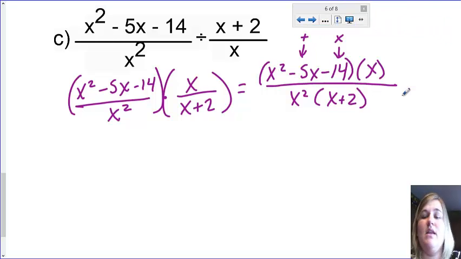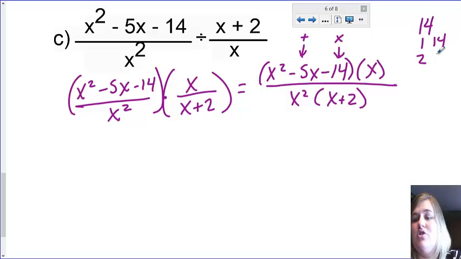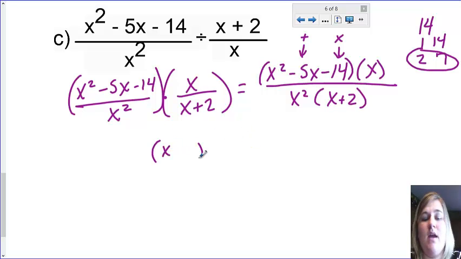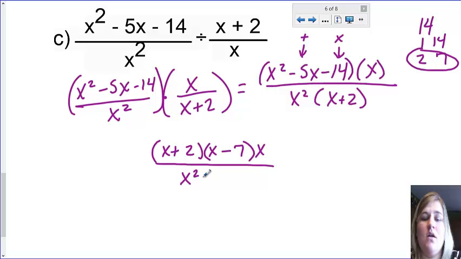Things that multiply to get 14 are 1 and 14, and 2 and 7. From those I can get a 5 out of 2 and 7. So I'm going to split up that trinomial, splitting up my x squared into x times x. I'm multiplying to get a negative, so I know I have to have a positive and a negative. Because I want a negative 5, I know the larger number has to be negative, so 7 has to be negative, 2 has to be positive, and that's all being multiplied by x, all over x squared, and then times the quantity of x plus 2.